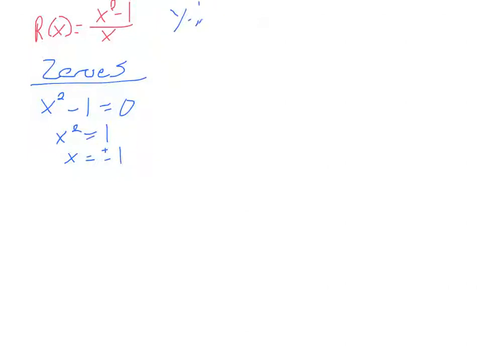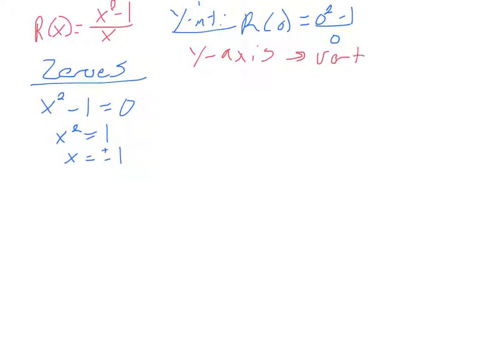The y-intercept happens when r of 0, which is going to be 0 squared minus 1 over 0. Oh, what does that mean? It turns out it never actually intercepts the y-axis because the y-axis is itself a vertical asymptote. So we sort of inadvertently found the vertical asymptote there, and there is no y-intercept as a result.